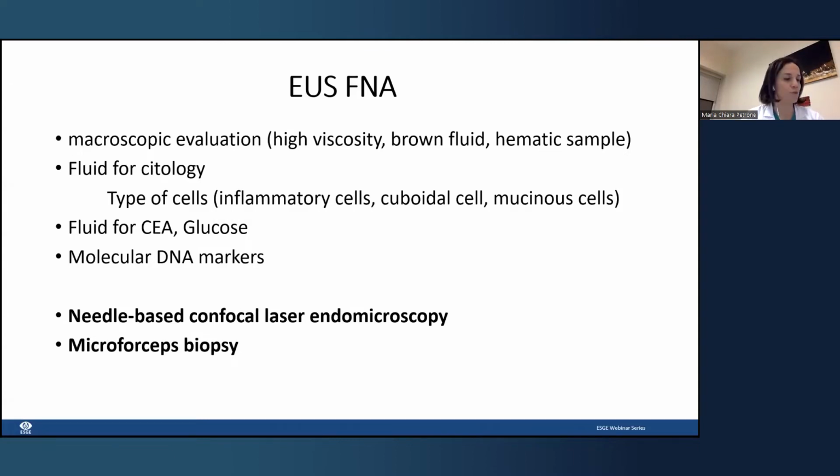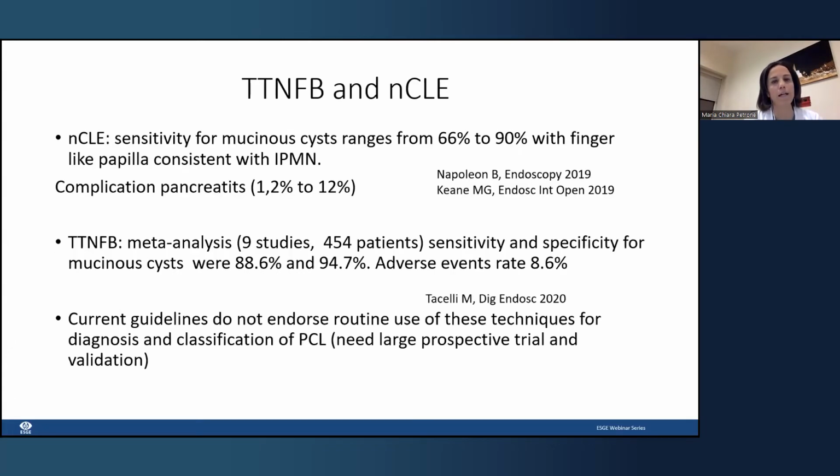What about these new tools? Both confocal endomicroscopy and microforceps biopsy may improve diagnosis of pancreatic cyst. Both require passing the confocal probe and the microforceps through a 22-gauge needle, which limits the size and location of the cyst eligible for these techniques. Many studies have been published about sensitivity and diagnostic accuracy.